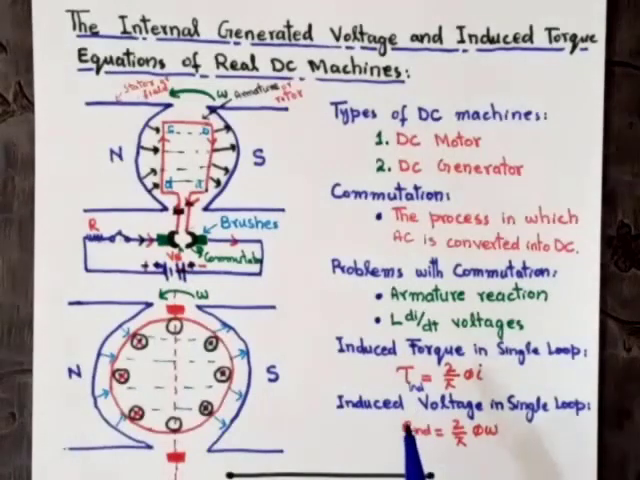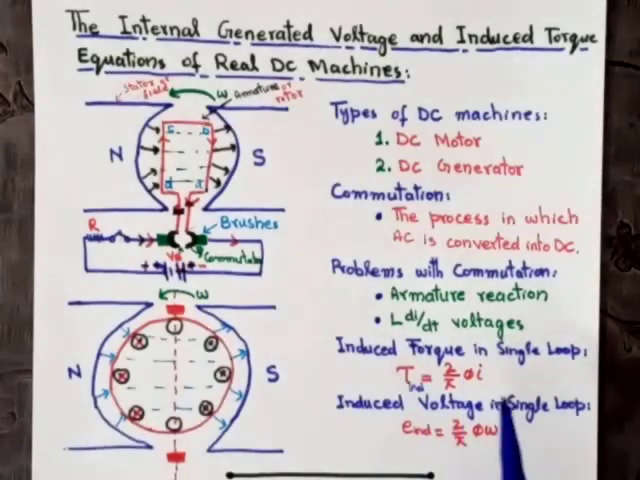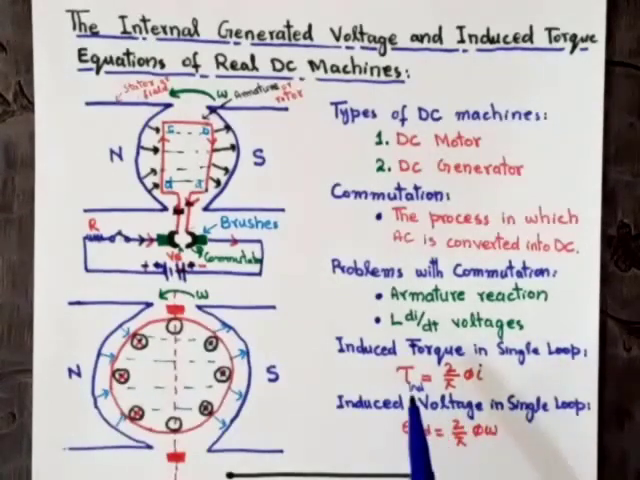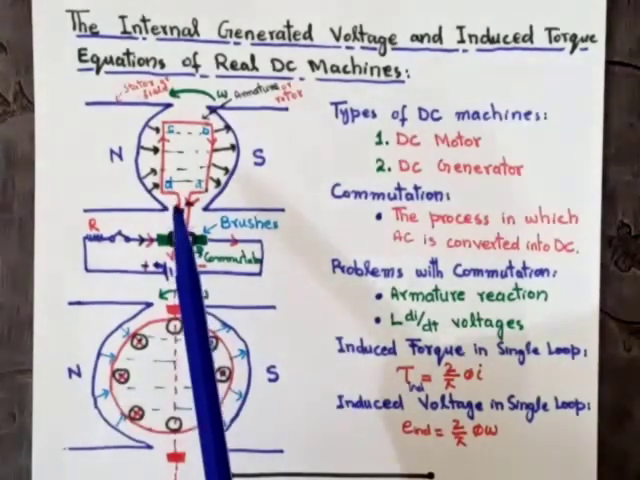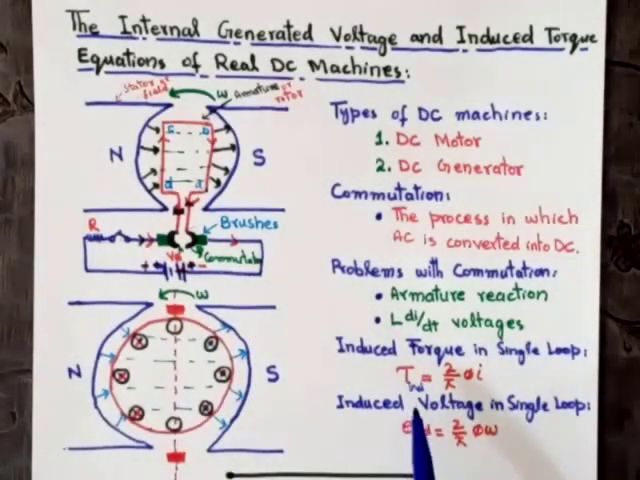As we have already derived the induced torque equation in a single loop, this is the single loop. The induced torque equation in a single loop is tau induced equals 2/pi times flux times I, where I is the current, phi is the flux, and 2/pi is a constant factor. When we use a single loop, the induced torque equation is tau induced equals 2/pi flux into I.